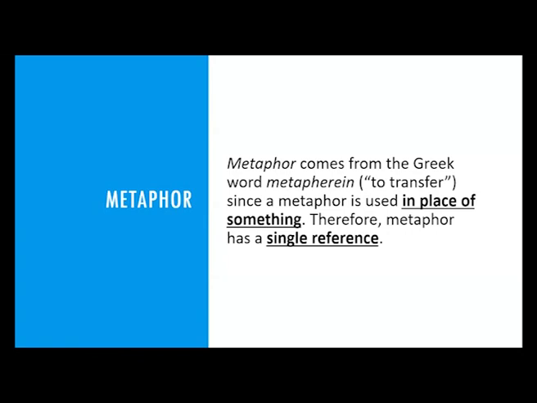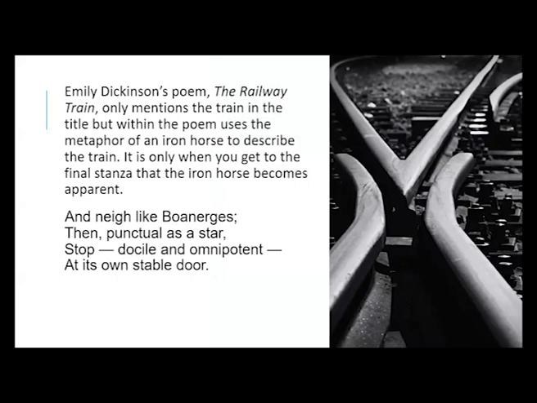If we have a look at the next slide, Emily Dickinson's poem, which some of you will be familiar with, The Railway Train. It only mentions the train in the title, but the poem uses the metaphor of an iron horse to describe the train. Throughout the four stanzas, there's this beautiful understanding of this extraordinary iron thing that whipped through the countryside at great speed. But when you get to the final stanza, you understand what this metal thing is that she's referring to. Even though the term iron horse is not used, and the term railway train is not used within the poem, her description is very powerful because she uses that metaphor.